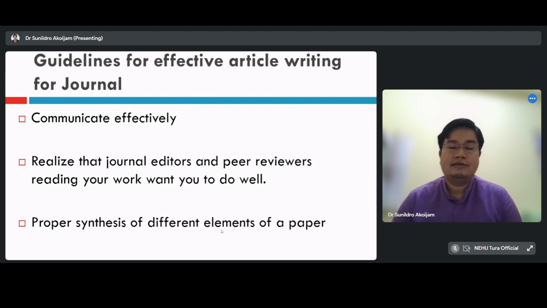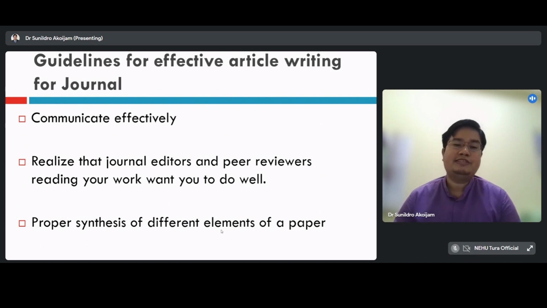But you should write in such a manner that it should be understood by the reviewers and your target audience effectively. Okay, and then realize that journal editors and peer reviewers reading your work want you to do well. Means there are also some standards which are accepted in terms of writing. So at least you should try to maintain that standard. You are writing a paper for publishing in a journal, so the editor and the reviewers also expect that you write in such a manner that is accepted, or that follows a certain standard.